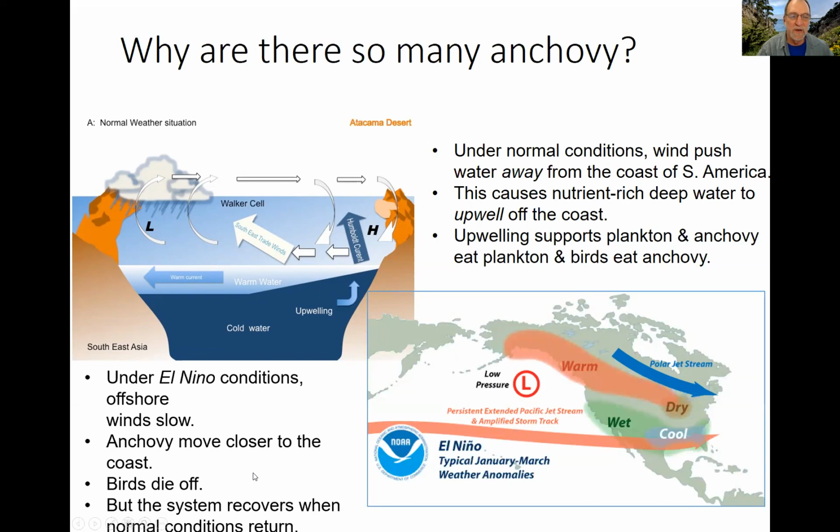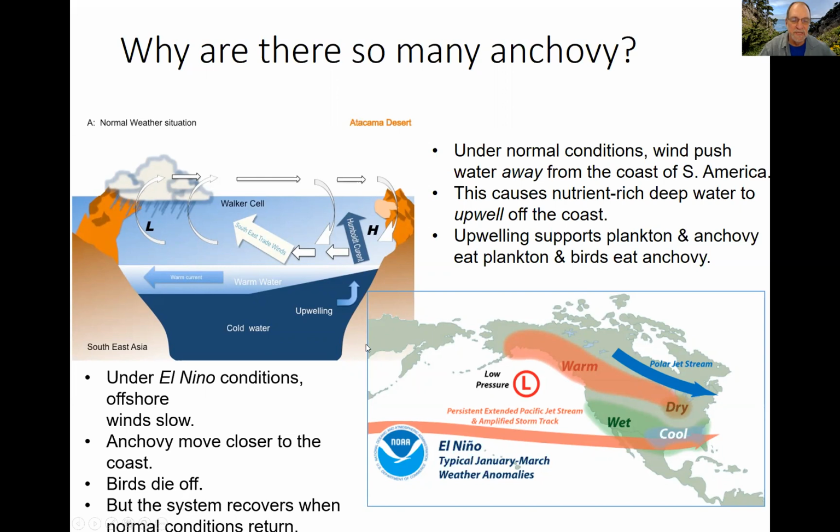So anchovy are a species that only live about 2 years. They reach maturity after about 7 or 8 months. They can breed once or twice, and then they die. So they have a short lifespan. And as a consequence of that short lifespan, if the conditions change very rapidly, there's a very rapid population response that causes the anchovies to die out temporarily. When the anchovies die out, the birds also die off.